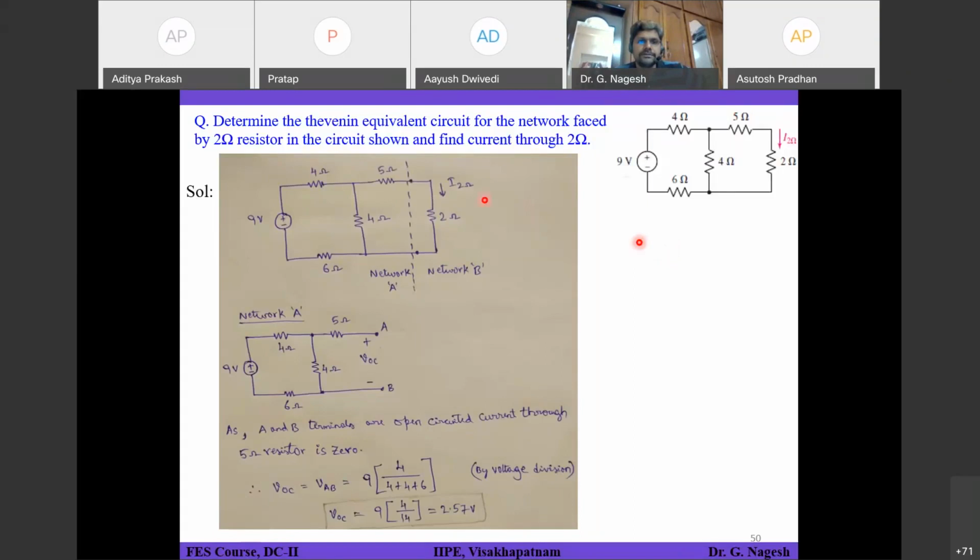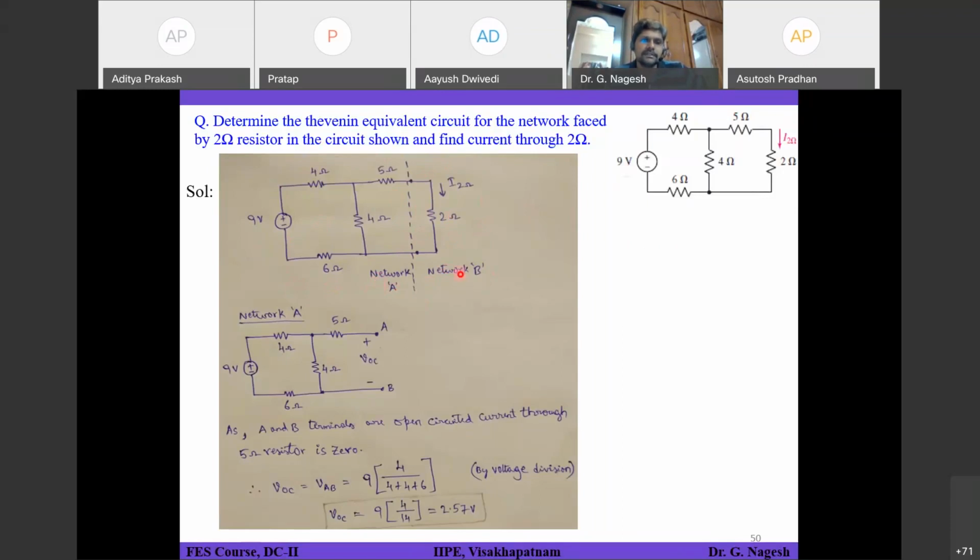So if you see here, I have given a dotted line. On the left hand side of this dotted line is the complex network which you have to reduce to an equivalent Thevenin's network which consists of VTH and RTH. If you see this 2 ohms resistor, that is nothing but your network B. So you have made two networks. One is network A, another one is network B.